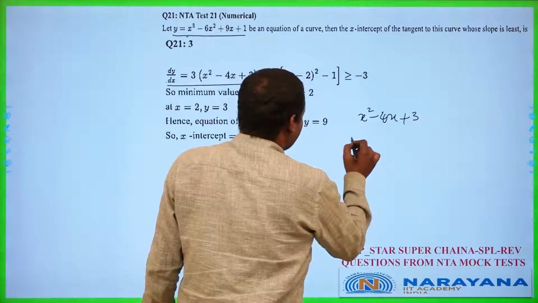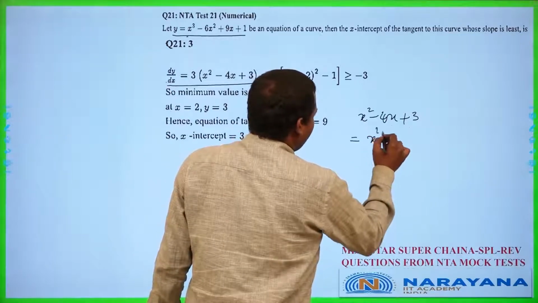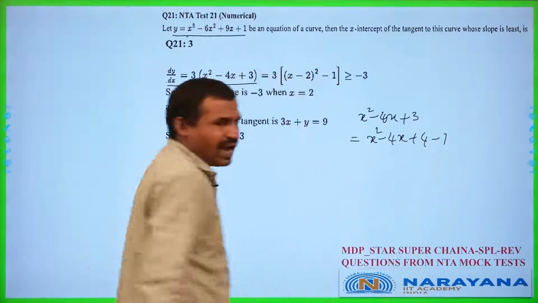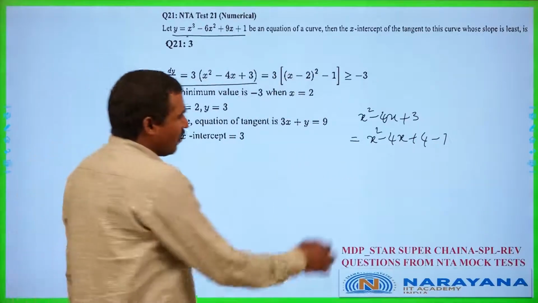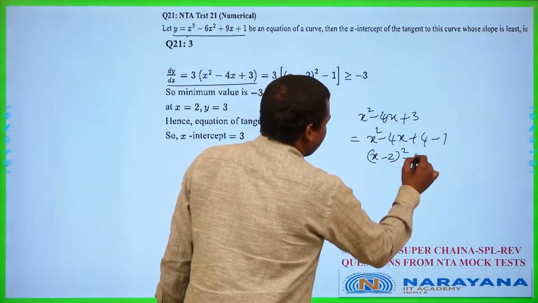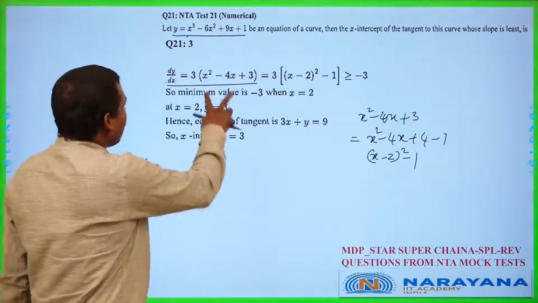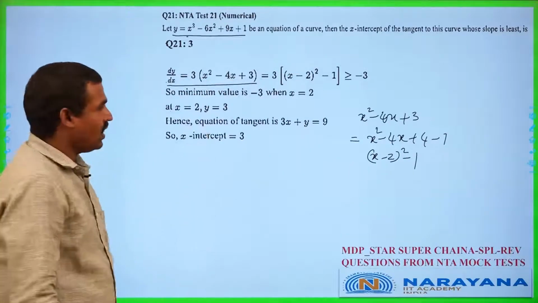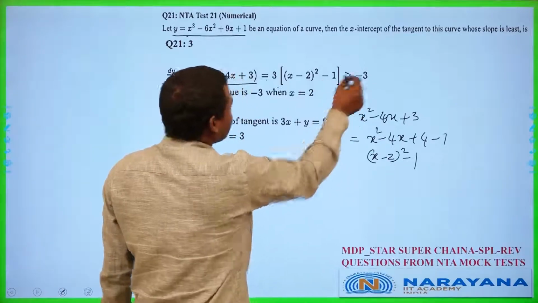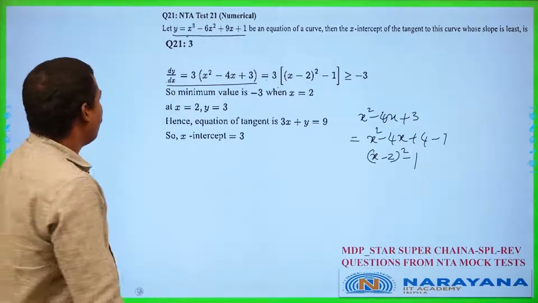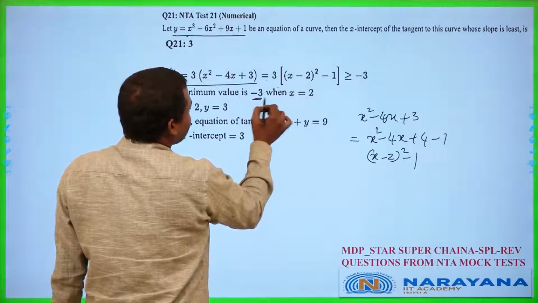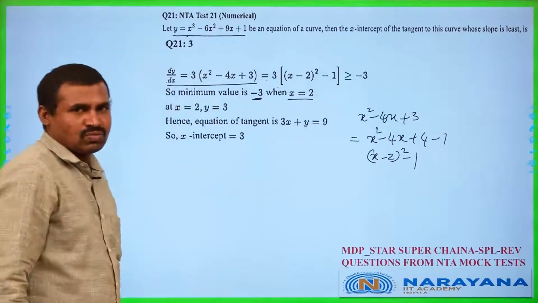We can write x square minus 4 x plus 4 minus 1, just add and subtract 1. Now, x square minus 4 x plus 4 is x minus 2 whole square, minus 1. So, this part is x minus 2 whole square minus 1, into 3. So, this part is always greater than or equal to minus 3. So, the minimum value is minus 3 and it is attained at x is equal to 2.